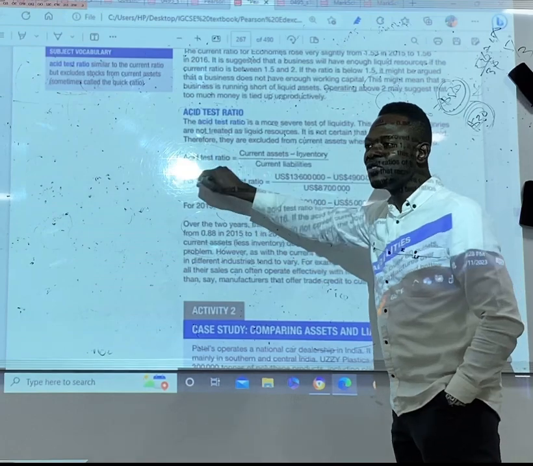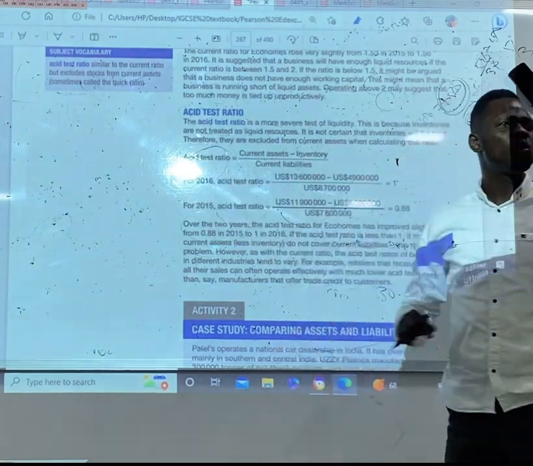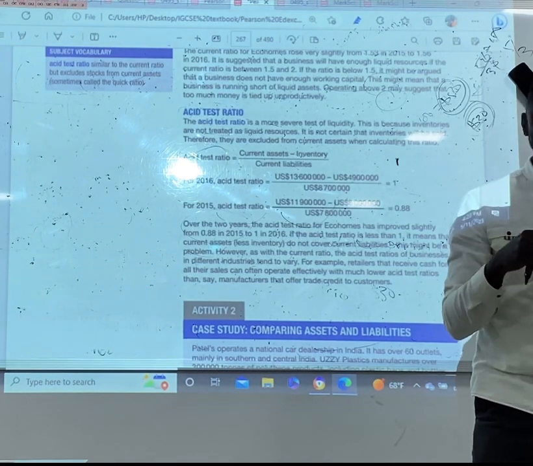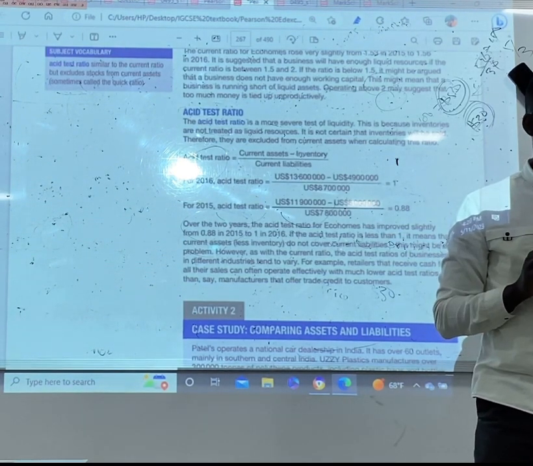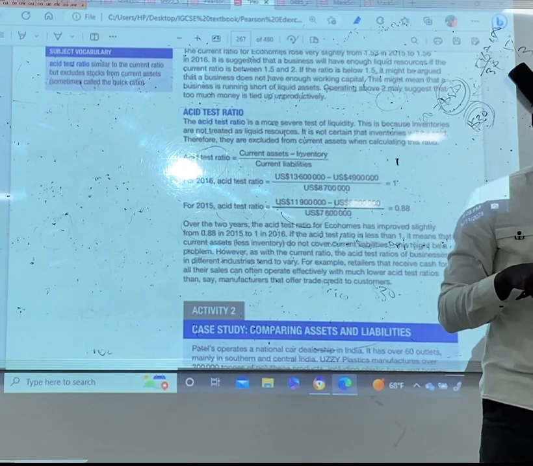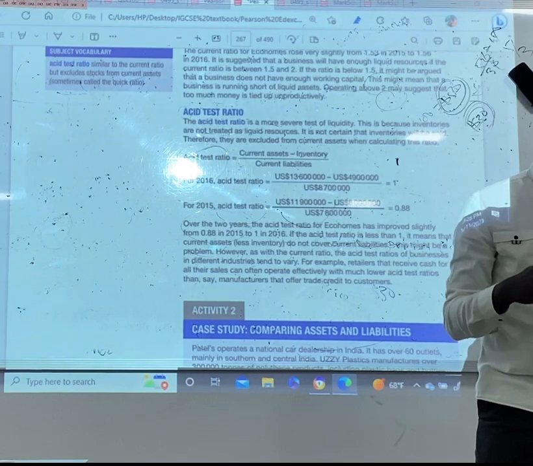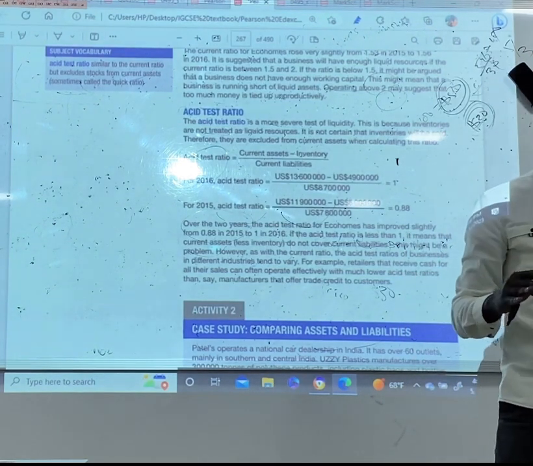For asset test ratio, why do we need it? We want to take away our inventories, because inventories are stocks that we have to sell. But we need to know the value of money we have right now. We need to know the immediate cash available when stocks are separated.